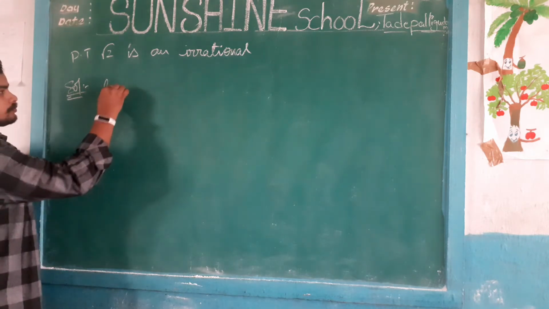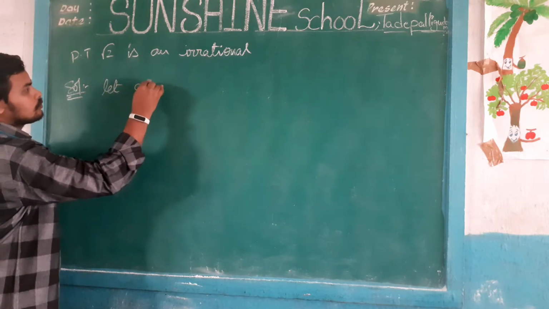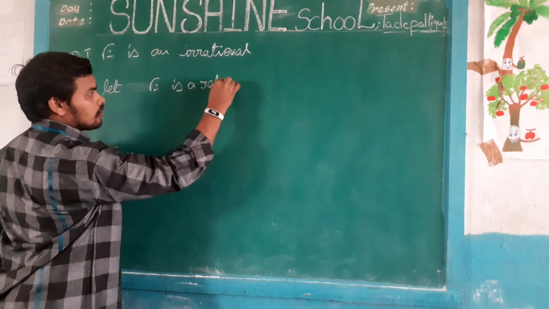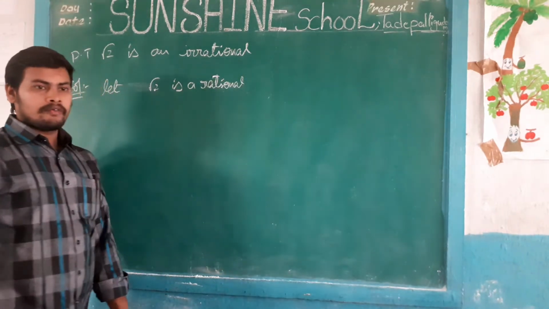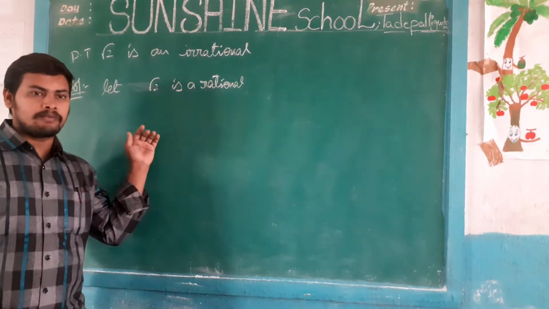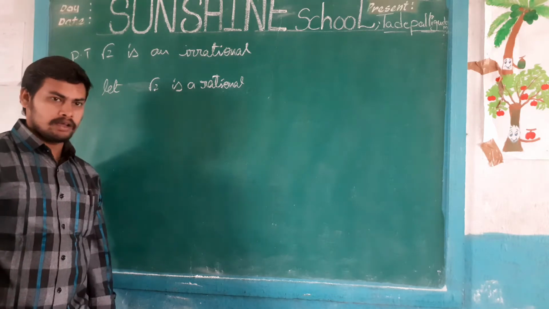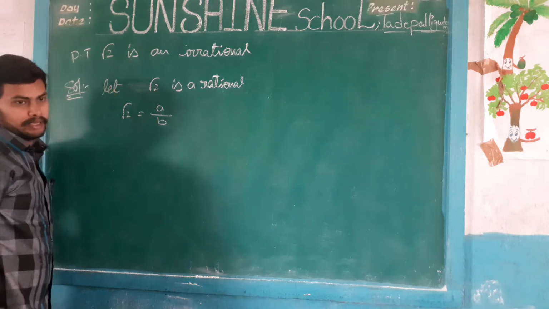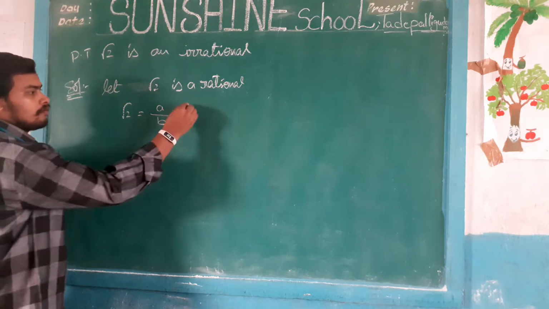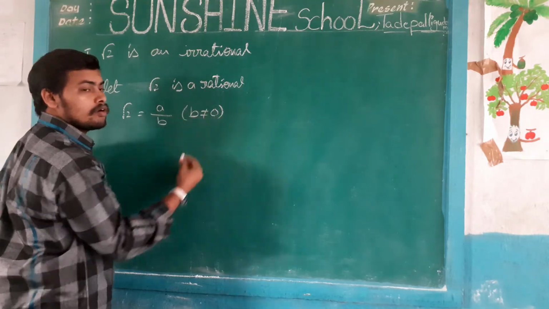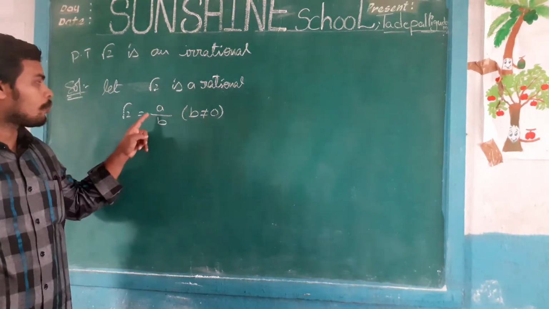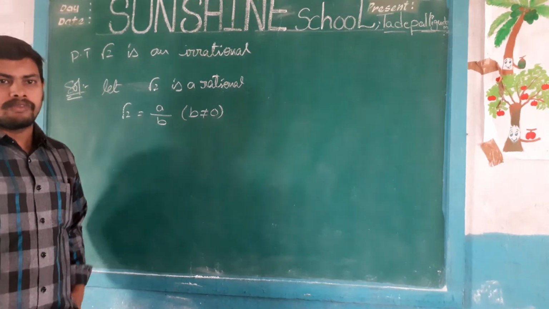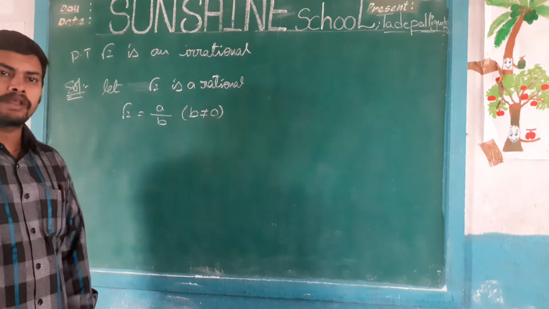Let us assume root 2 is a rational. Whenever a number is rational, it can be easily written in the form of p by q. So root 2 equal to a by b, p by q form, where b not equal to 0. Here a and b are co-primes. Co-primes means their HCF must be equal to 1.